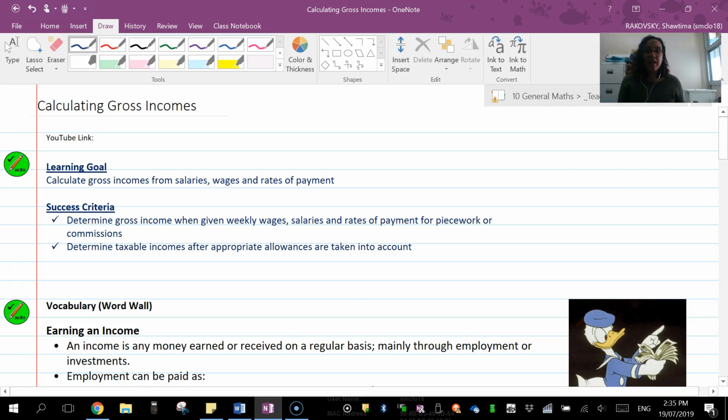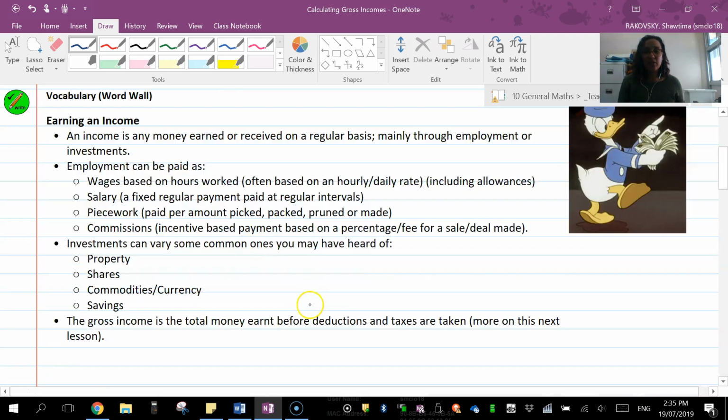So we're going to be looking at how people generate their income mainly through wages, salary, piecework and commissions, so those four ways. If you have a look at your vocabulary, an income is generally generated from two ways, employment and investment, and we're looking at employment today. Investment will be later on in the year and we'll cover that when we get there. Okay, so gross income, the amount of money generated before we do some maths with it.